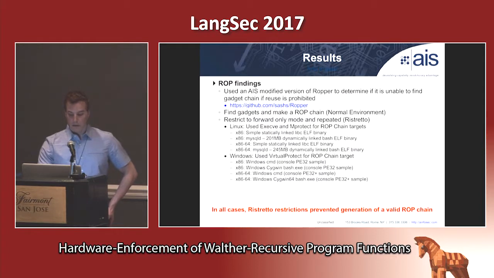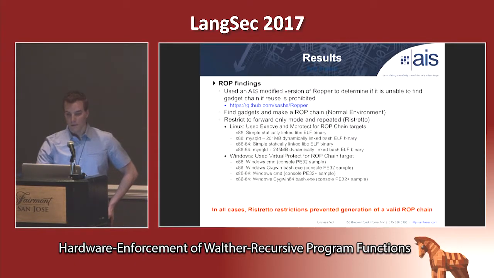In all cases, this thing failed across the board. There's no case where it could find a ROP chain in a Ristretto case. Even in cases where we had a ROP chain failure in a normal environment, Ristretto would still cause it to fail very early on. So we'd sometimes not even be able to get past the first gadget in the chain.